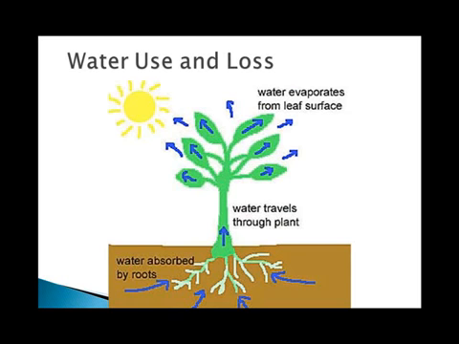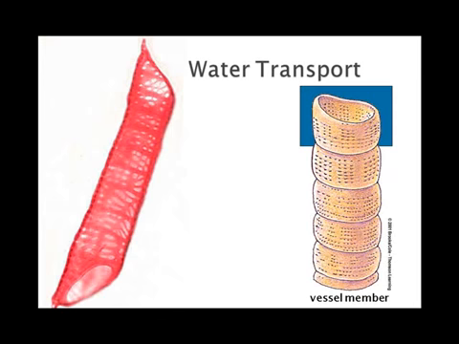Water moves through roots and stems and then to leaves. Some water is used for growth and metabolism, but most evaporates into the air by a process called transpiration. Water moves through pipelines called xylem composed of cells which are all dead at maturity, called tracheids, and vessel members.